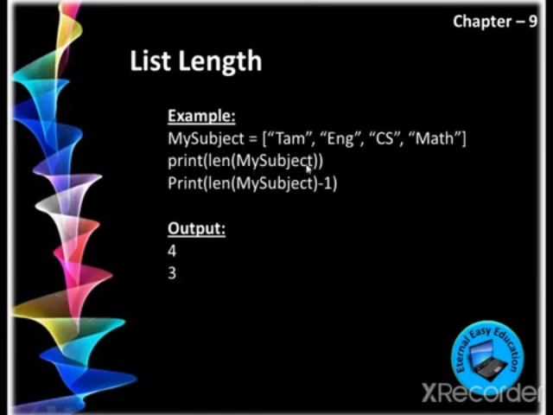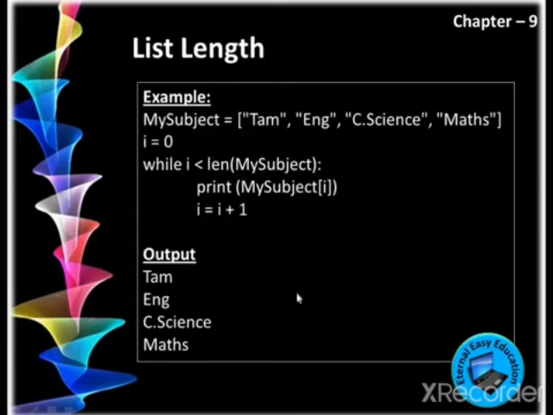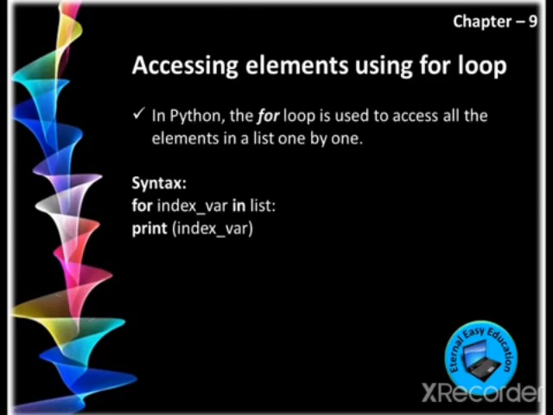So len of my subject, here there is a list 1, 2, 3, 4. So 4 elements are given. So they are using the len function in a while loop and fetching the elements one by one. Even a for loop can also be used to fetch an element. We have used a while loop. A for loop also can be used, but using a for loop is easier than a while loop.